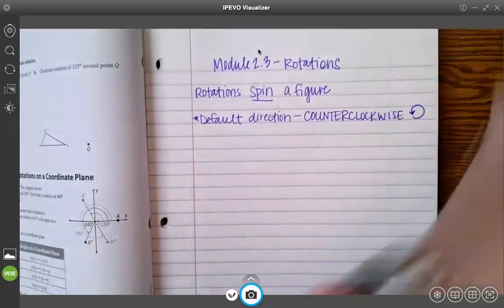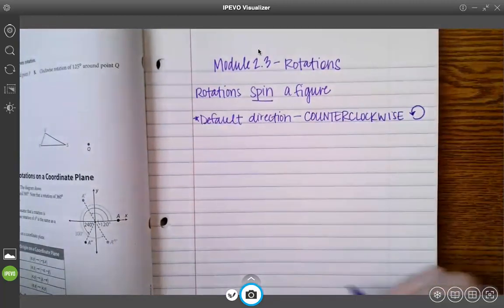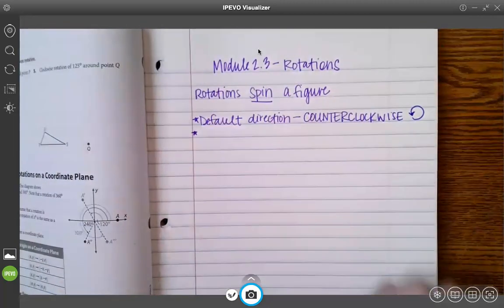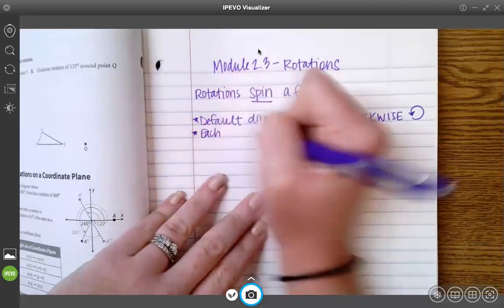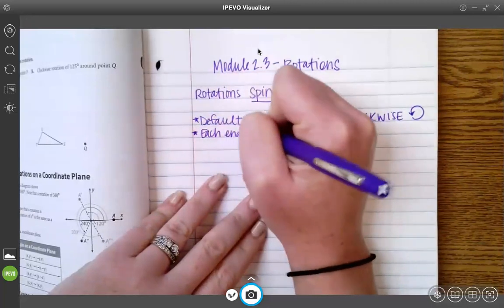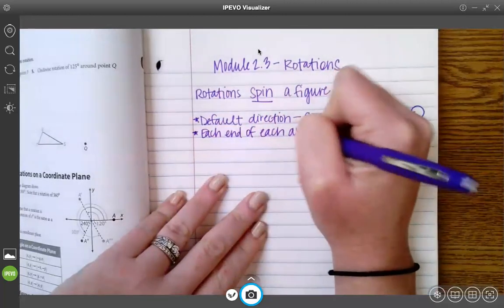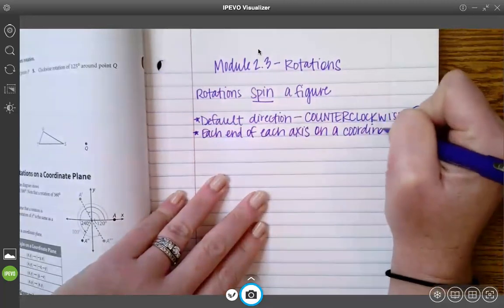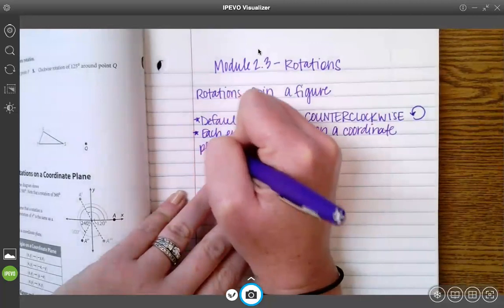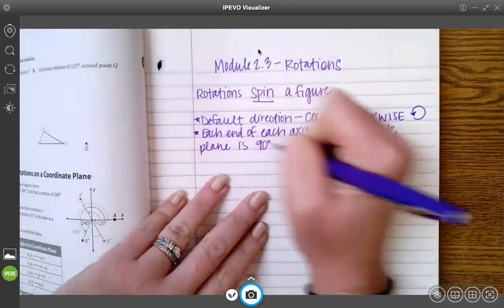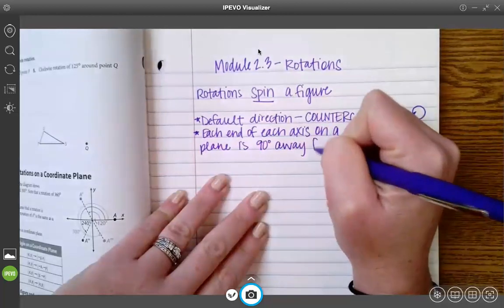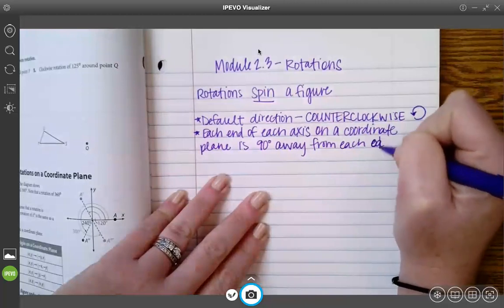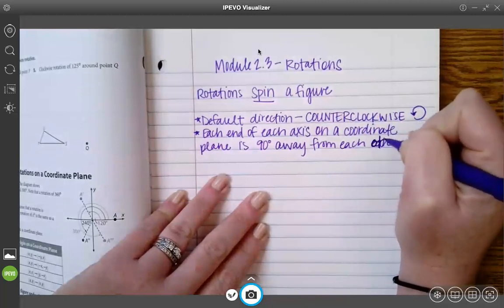So you have each axis on a grid that's 90 degrees away from each other. That's another piece of background knowledge that we need. So each end of each axis on a coordinate plane is 90 degrees away from each other.